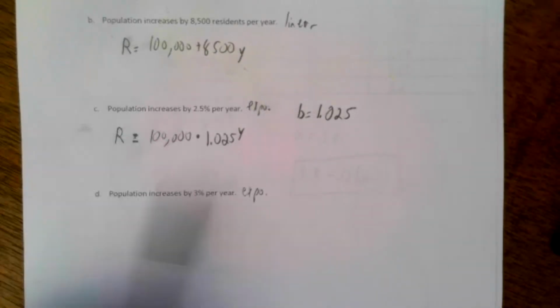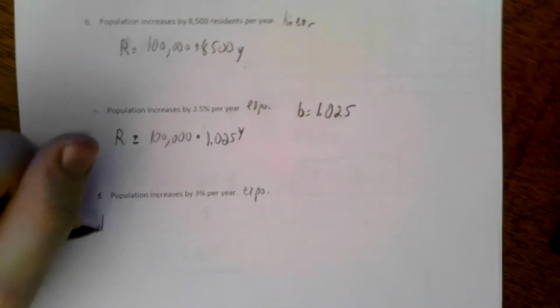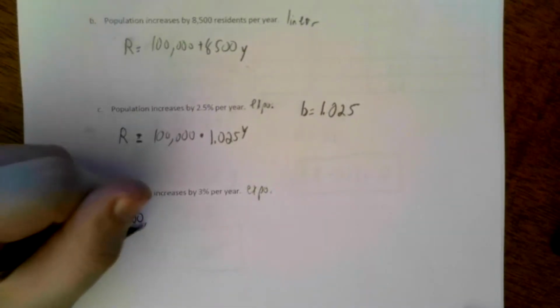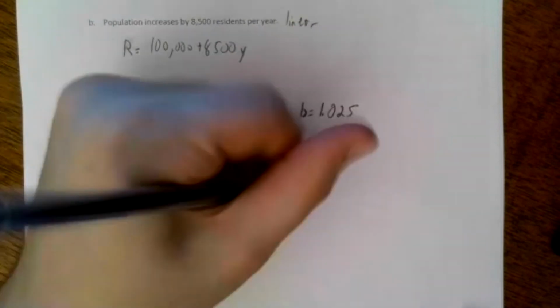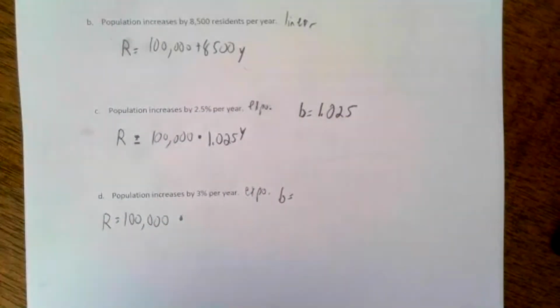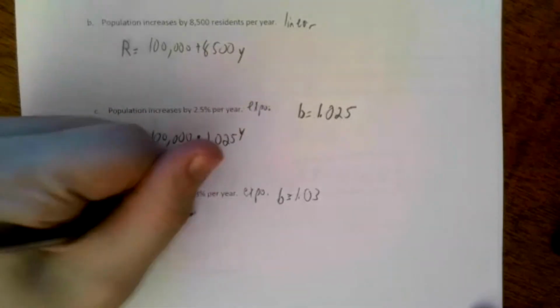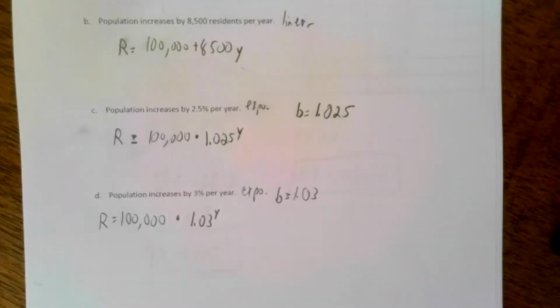So we can use the same equation again for part D, right? We can do the exact same thing, but we're going to change what the multiplier is. So we have R equals 100,000 multiplied by, and what's my B in this case? 1.003. Just be 0.3, right? Yep. So we have 1.03 raised to the y power. Right? And then that's our equation for that.